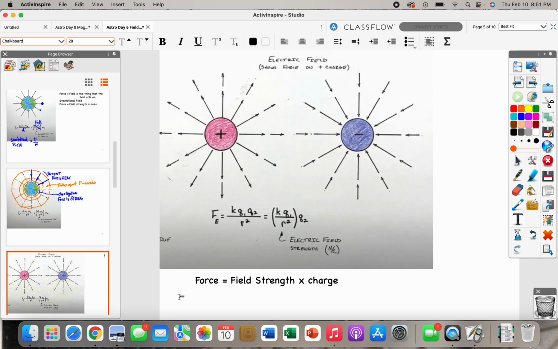Okay, so again, an electric field describes the force that acts on a positive charge, right? And so that's what we need to think about. It's like a map of how the force would act on a positive charge.